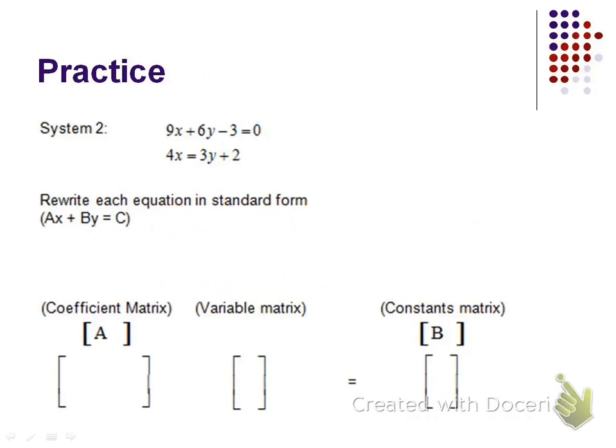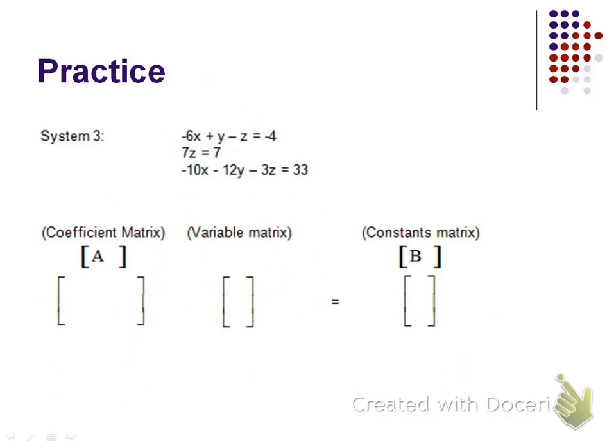was our 3 variable system, so it was a 3 by 3. And the matrix equation was -6, 1, -1, 0, 0, 7, and -10, -12, -3. Our variables are x, y, and z, and then our constant was -4, 7, and 33.